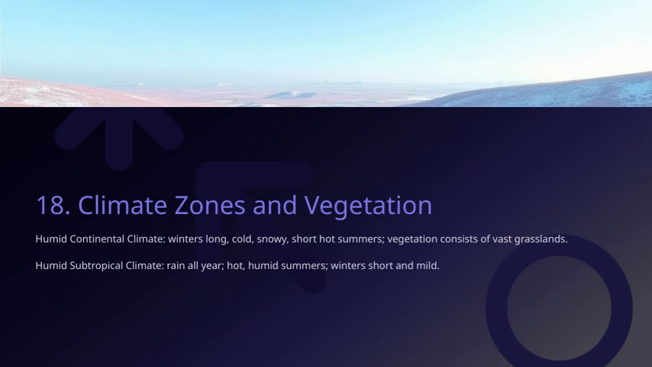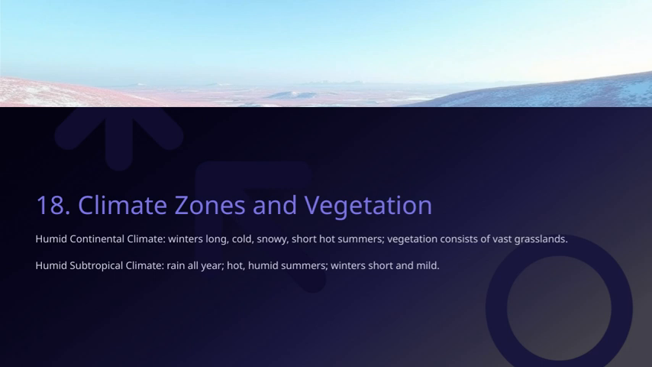Today, let's take a closer look at the different climate zones and their associated vegetation. First, we have the humid subtropical climate. This zone experiences rain all year round, which supports lush, green growth. Summers here tend to be hot and humid, making it feel quite warm and moist. Winters, on the other hand, are short and mild, so the climate remains relatively comfortable throughout the year.